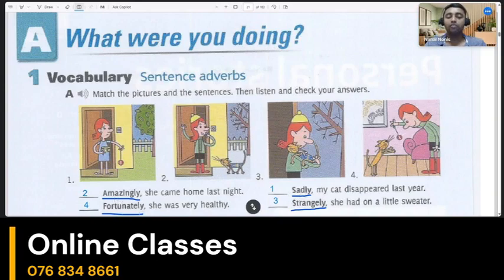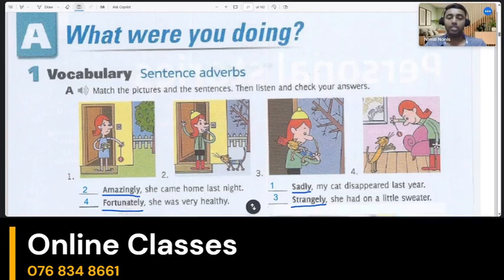So you can see how these 4 words are used in these sentences: amazingly, sadly, fortunately, and strangely. Depending on the situation, you need to decide which word to use. Sadly means it's a sad thing. You have lost something or something bad has happened to you, so you say sadly. Amazingly means you can't believe it has happened. Strangely means something which normally doesn't happen. Fortunately means you didn't expect that to happen, but it has happened, so you feel lucky.